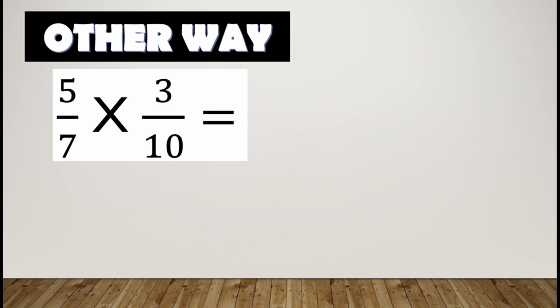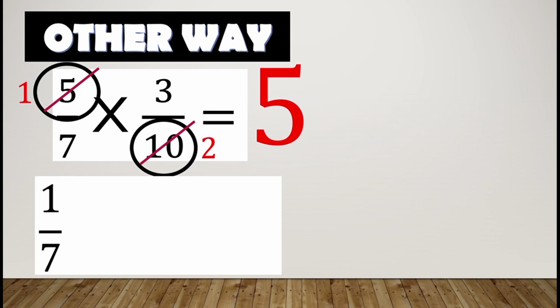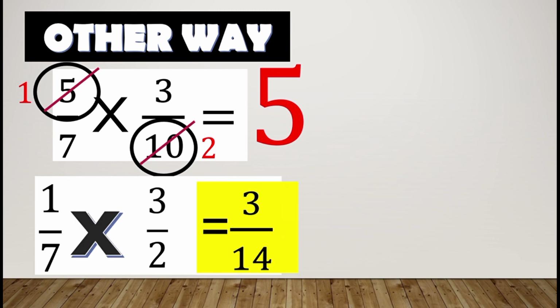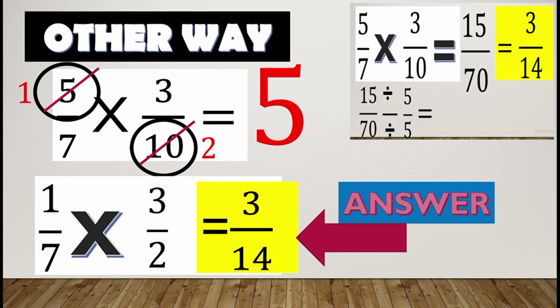5/7 times 3/10. Here, 5 and 10 are numbers divisible by 5. So we can simplify this as 5 divided by 5, the result is 1. And 10 divided by 5, the result is 2. So we can write 1/7 times 3/2, the result is 3/14. If we compare with our answer in our first example earlier, we came up with the same result, and that is 3/14.